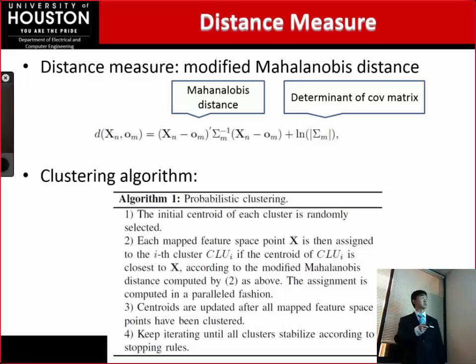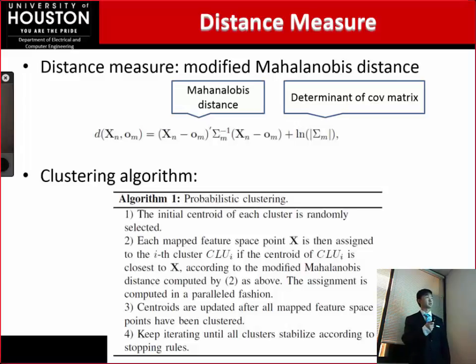The traditional distance measure is the Euclidean distance, but it has several disadvantages, such as it emphasizes each dimension of the input equally, and it does not consider the scatter of each cluster formed. Thus, we propose the Mahalanobis distance with a regularizer at the end. As we can see, the distance measurement function here comprises two parts. The first one is just the basic traditional Mahalanobis distance. And the second one is the determinant of the covariance matrix of the mth cluster.